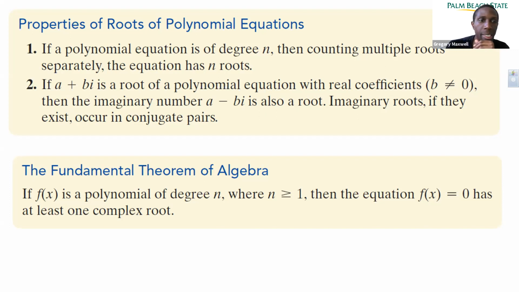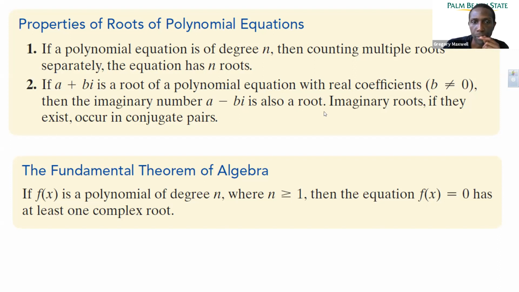And then the next thing is, if a plus bi is a root of a polynomial equation where the b part is not 0, that means it's a complex number which is not real. So if a plus bi is a complex number that is not real and it's a root of a polynomial equation, then its conjugate is also a root.